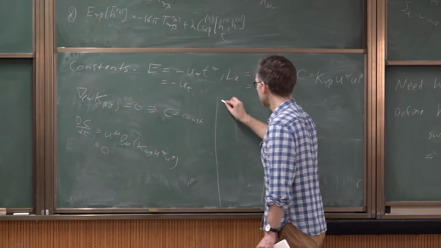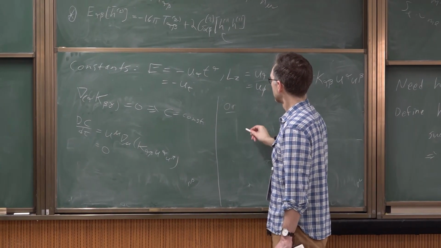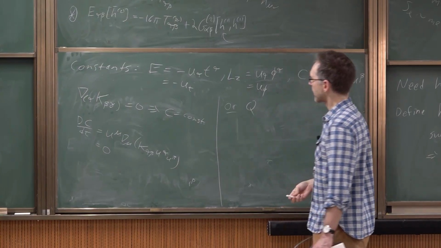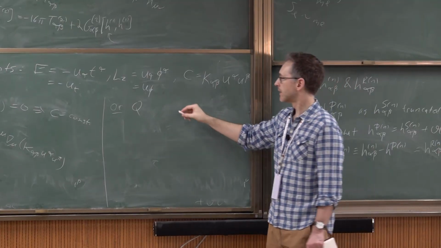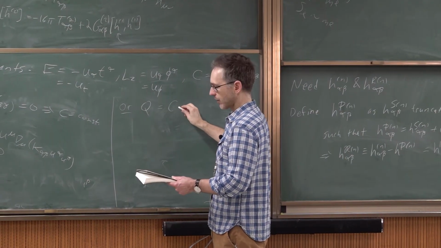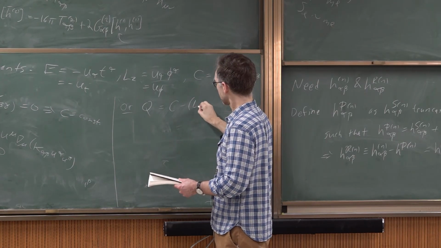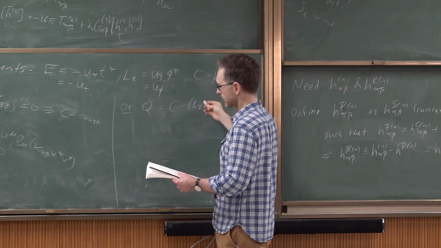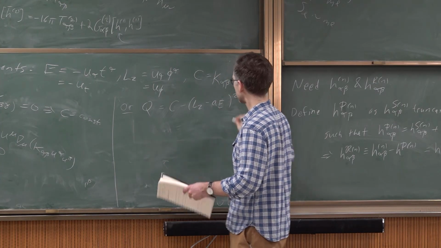Now, very often, rather than using C, we use something that's also called the Carter constant. Q and C are both called the Carter constant. And Q is just a combination of the other 3. Actually, it's not a linear combination, but it's a combination.